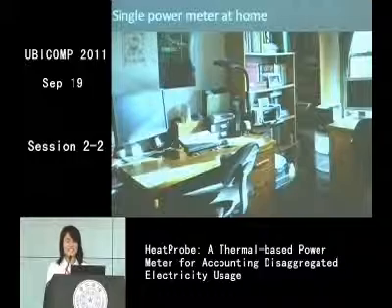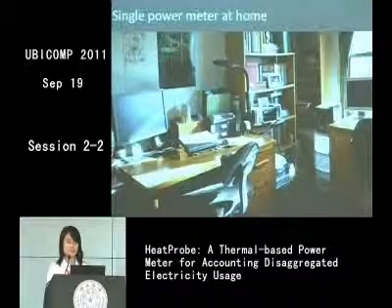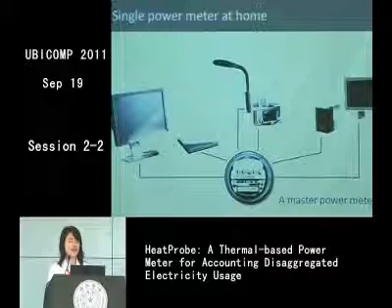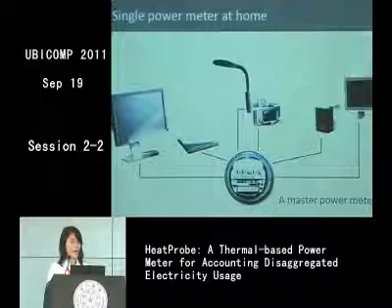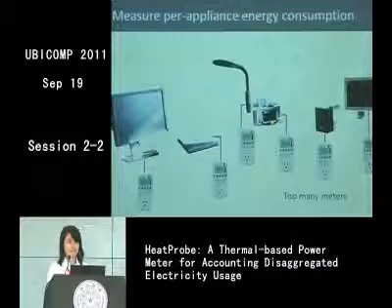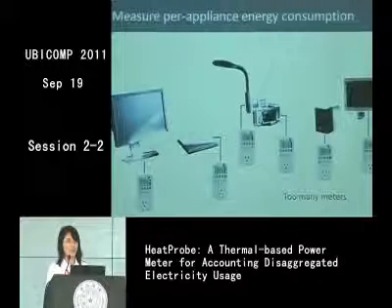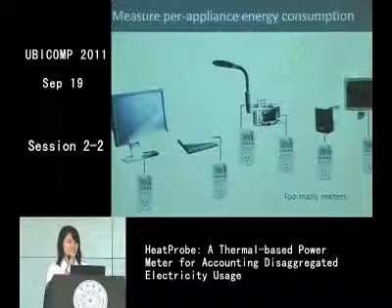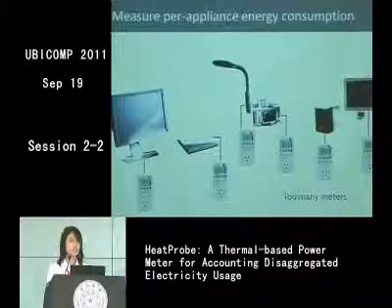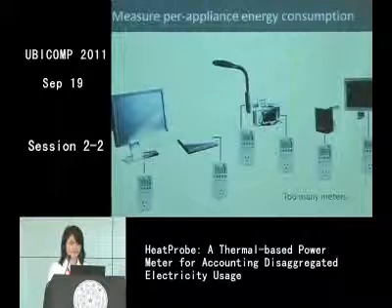Currently, it is difficult to know per appliance energy consumption because there is only a single master power meter in the home that aggregates the power consumptions of all appliances. A way that we could get per appliance energy consumption would be to attach a power meter to each appliance. However, if there are a lot of appliances in the home, this would require a lot of installation. Is there another way that we could get per appliance energy consumption without so much installation?